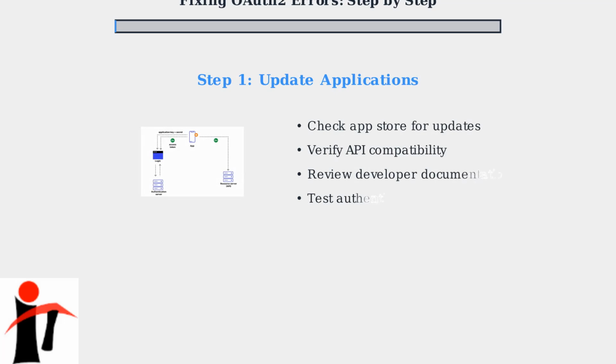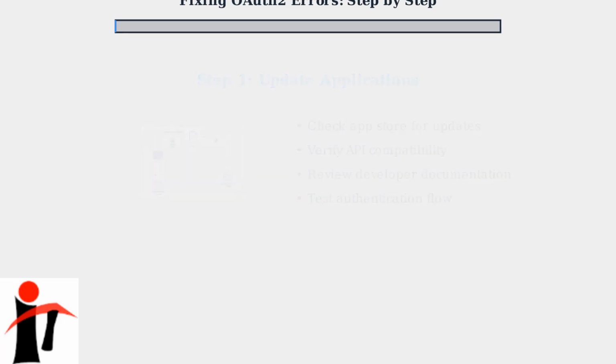Now that we understand what causes OAuth2 errors on Venmo, let's walk through the practical steps to fix these issues and maintain reliable access to your accounts. Step 1. Ensure your third-party applications are up to date. Outdated apps often use deprecated authentication methods that Venmo no longer supports.